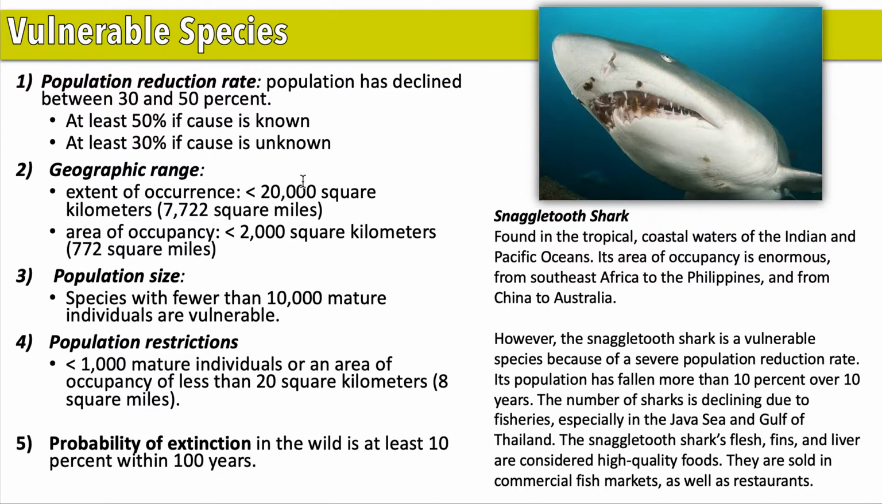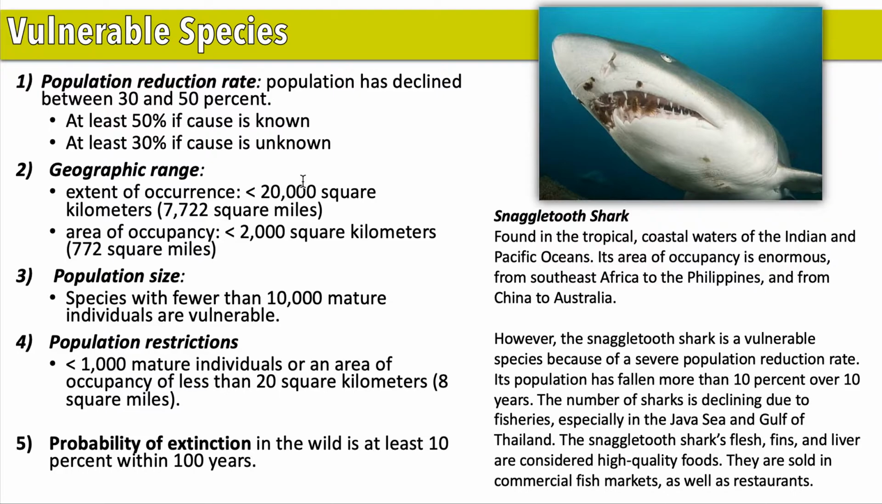The population has to be fewer than 10,000 mature individuals to be vulnerable, and then less than 1,000 mature individuals or an area of occupancy less than 20 square kilometers is their population restriction. For the probability of extinction, in the wild it is at least 10% within 100 years.